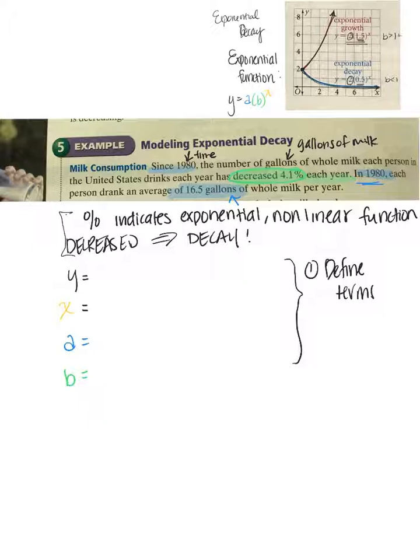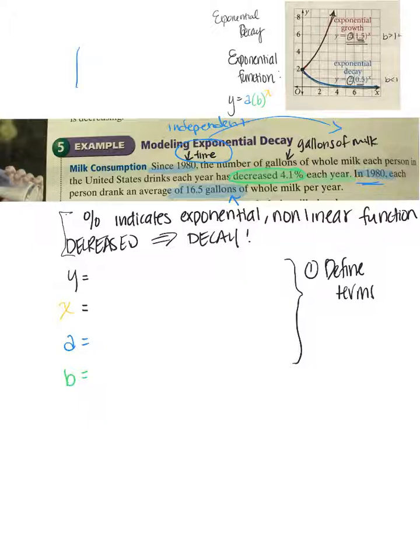The number of gallons of milk does not affect the time. Time affects the gallons of milk. So in 1981, it's going to go down by 4.1%. In 1982, it's going to go down another 4.1%. So time influences gallons of milk, meaning that time is my independent variable.